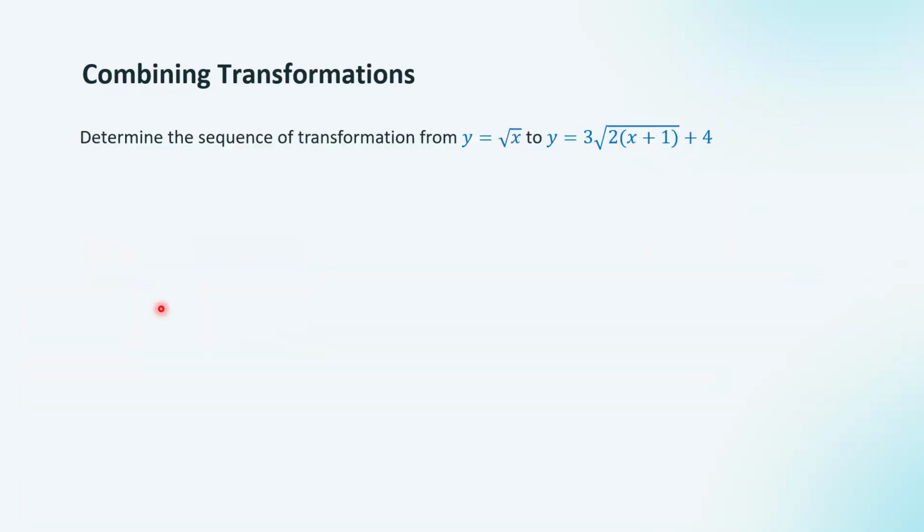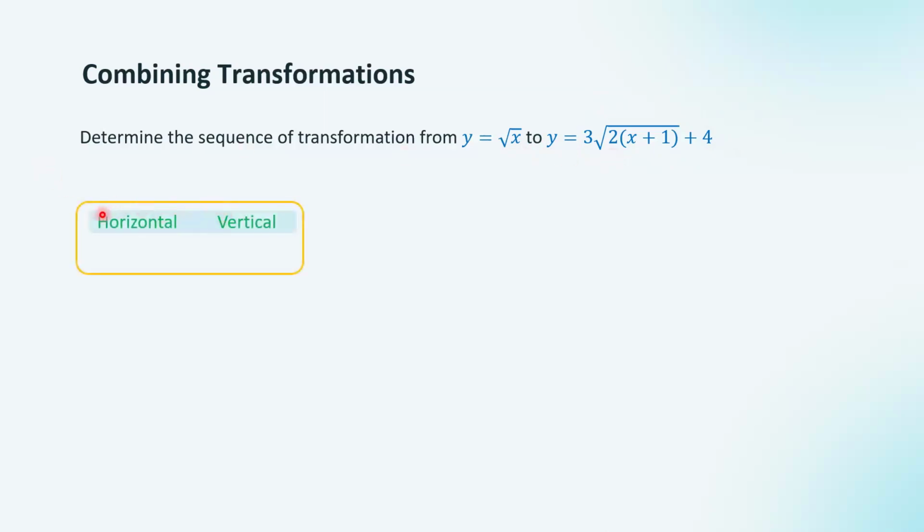Now, let's try to see the next question. We need to determine the sequence of transformation from y equals square root of x to this transformed function. Now, if we want to determine the sequence of transformation, we need to prioritize something. So we cannot just try to guess the transformation. We cannot just try to ignore the order. So the order actually matters. And now, how can we find the order? There is a rule, guys.